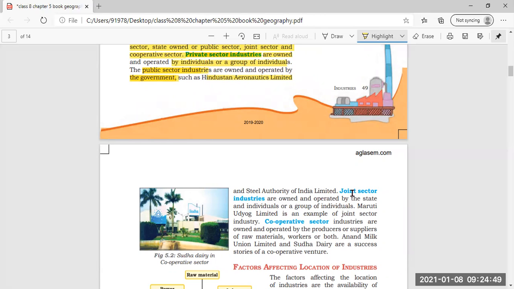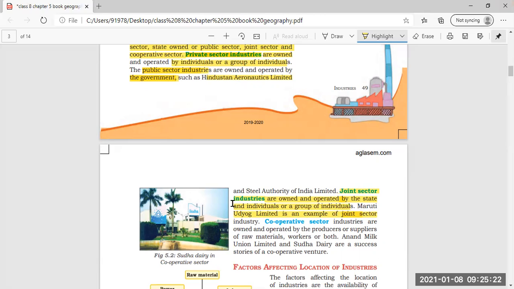Then comes joint sector. Now, in this joint sector, industries are owned and operated by the state and an individual or a group of individuals. Now, this joint sector can be operated by the state and the individuals, or the group of individuals, in joint cooperation with the state as well as with the individuals. An example is given: Maruti Udyog Limited is an example of joint sector.